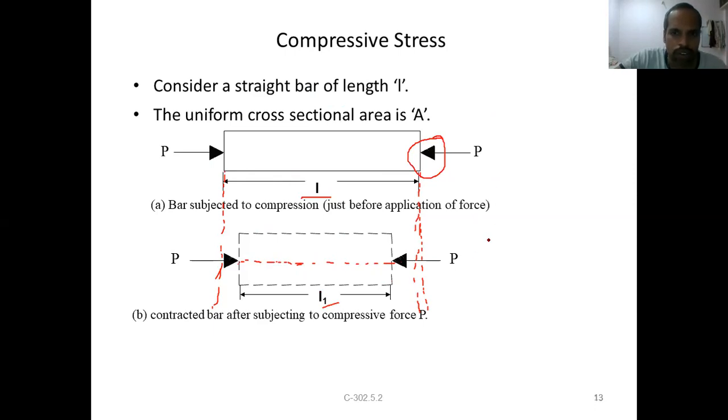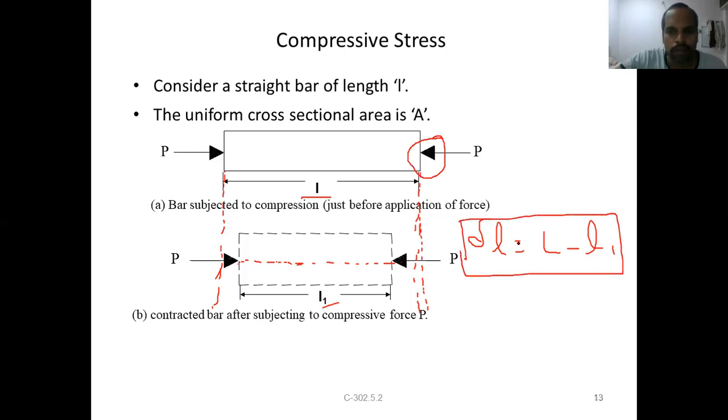So what is the amount of decrease in length? Delta L is equal to L minus L1. Change in length is equal to L minus L1. In this case the length is decreased, so we can say that it is a decrease in length. We have to write decrease in length.